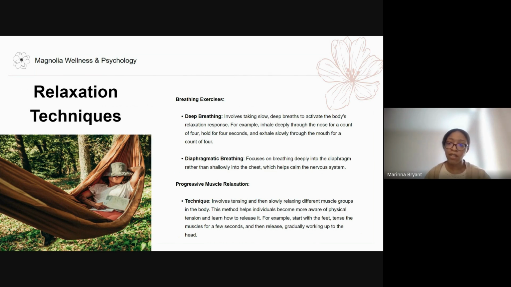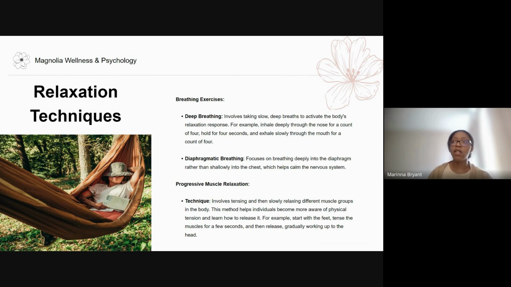Personally, I admit this does take practice. And then you've got the diaphragmatic breathing, where you focus on breathing deeply in the diaphragm rather than shallowly in the chest, which helps calm the nervous system. Then last but not least, my absolute favorite, and the majority of my own clients' favorite technique, involves the progressive muscle relaxation technique. So this technique has you tensing up your muscles and then slowly relaxing different muscle groups. This method helps individuals become more aware of physical tension and learn how to release it.